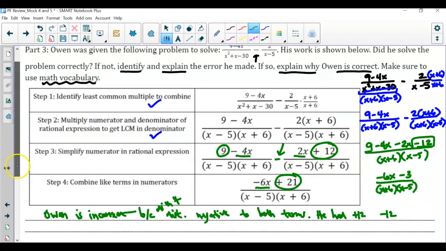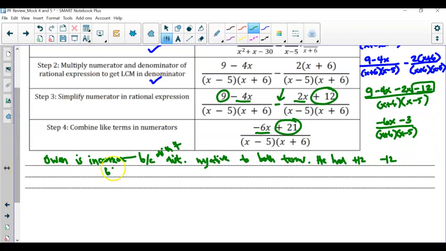And again, why do we need to distribute a negative? Because we're subtracting. So notice how you are constantly using the word because when identifying if he's right or wrong. He did not distribute the negative to two terms, where it was supposed to be a negative 12 value and not positive 12. So the final answer was supposed to be right here, negative 6x minus 3. That is supposed to be the final answer.